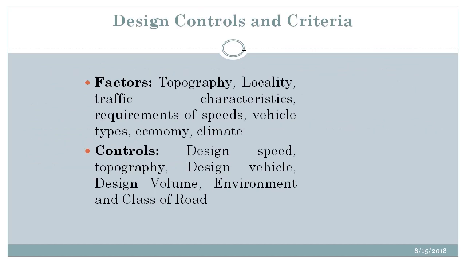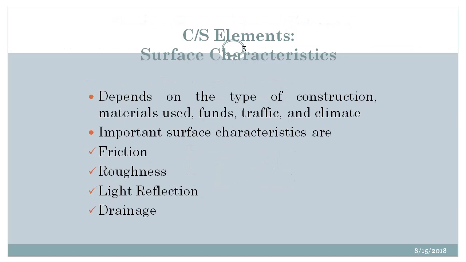1. Factors on which geometric design of highways depends are topography, locality, traffic characteristics, requirements of speeds, vehicle types, economy, climate. 2. Controls required to study are design speed, topography, design vehicle, design volume, environment, and class of road. Geometric design of highways depends on the type of construction, materials used, funds, traffic and climate.